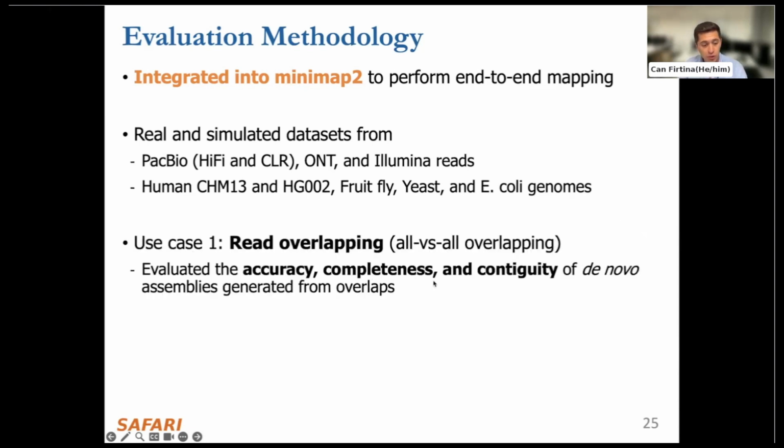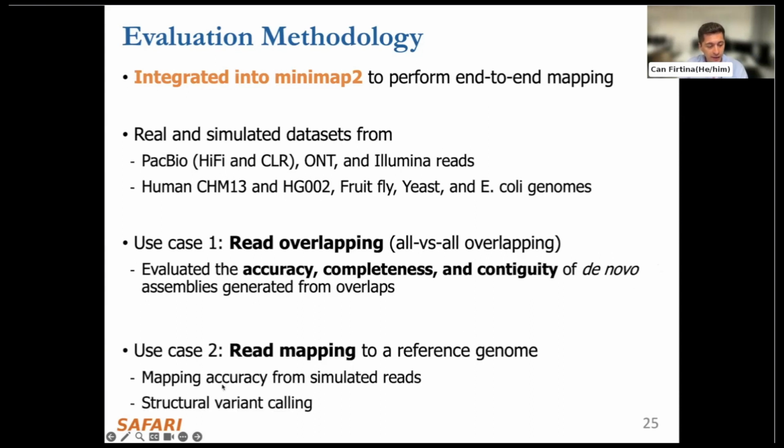We have two use cases. The first use case is read overlapping, or all versus all overlapping. Also, we evaluate the accuracy, completeness, and contiguity of de novo assemblies generated from these overlaps using Blend and other tools. In our second use case, we perform read mapping to a reference genome, and we calculate the mapping accuracy from simulated reads. We also perform structural variant calling and then calculate its accuracy.